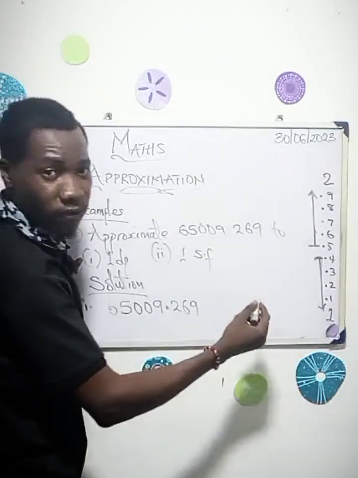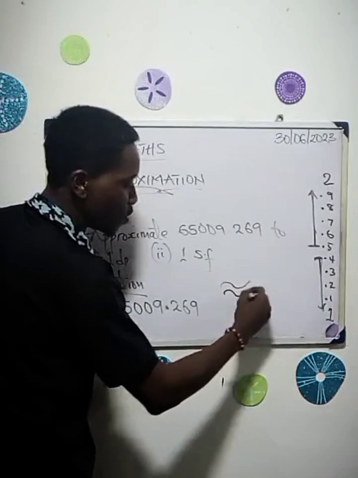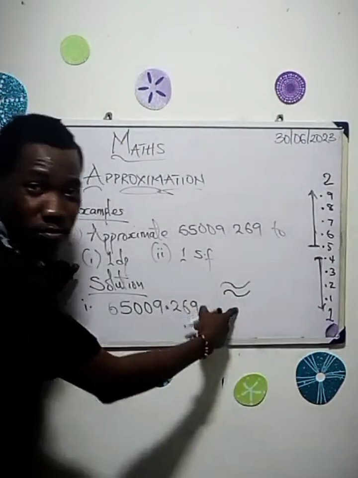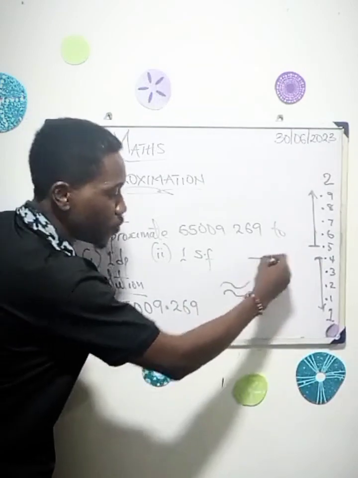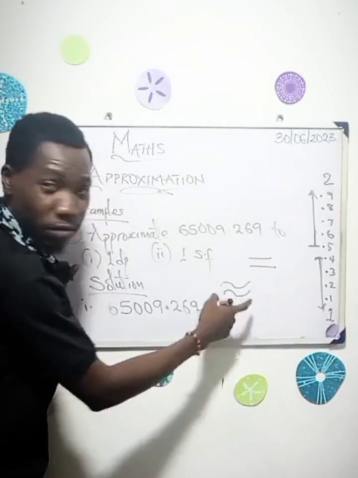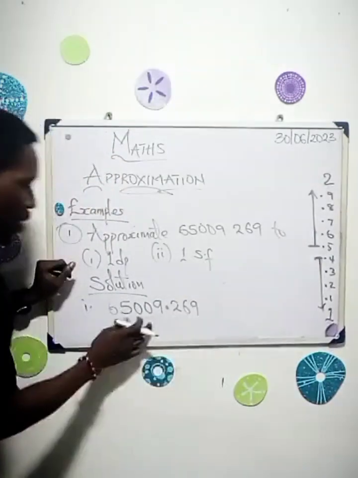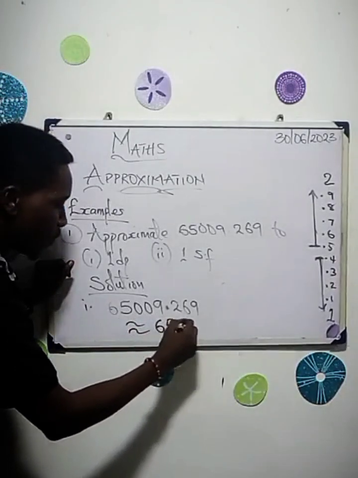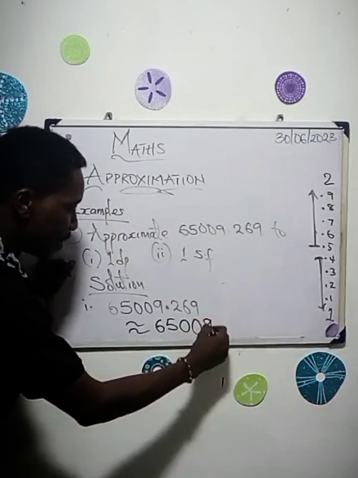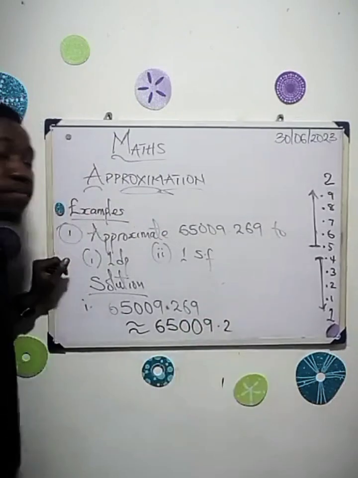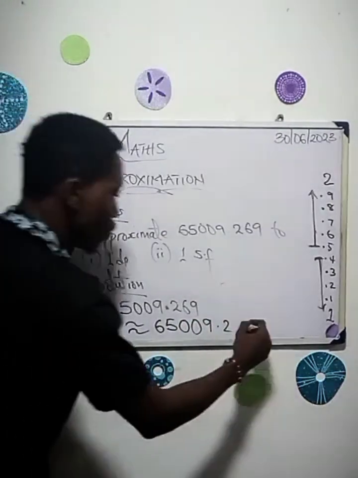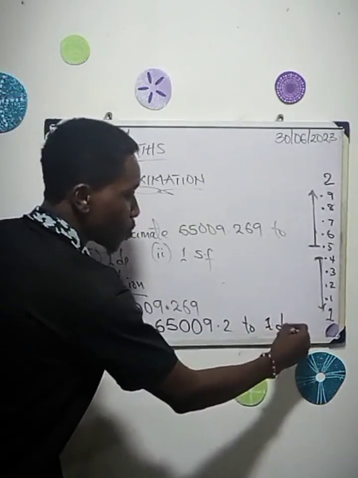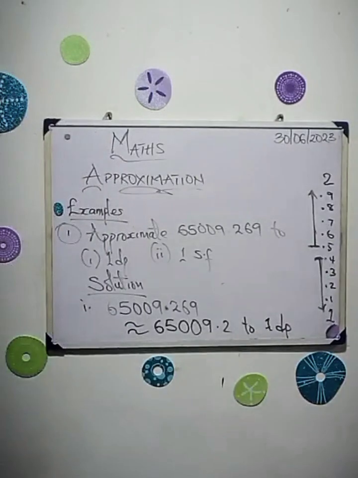By the way, the symbol for approximation is this, just like waves. Alright, that's the symbol for approximation. Approximately equal to, different from the normal equal to. So this now is approximately equal to 65009.2. And that's it to 1 decimal place. So this is how you approximate numbers.